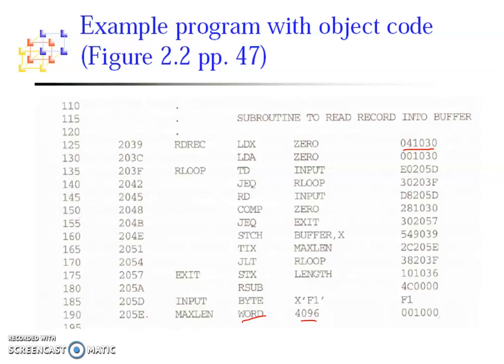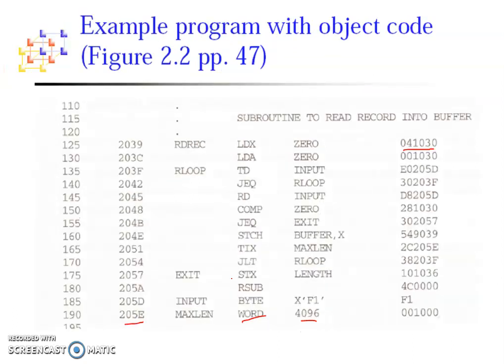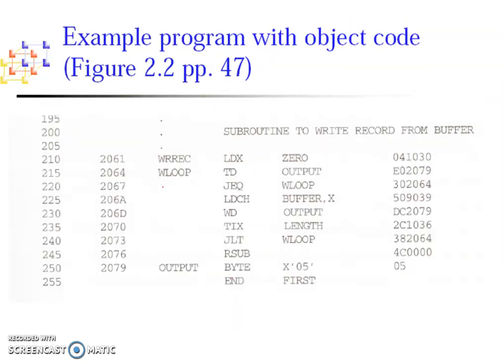So the next address after this will be adding this 4096 together with 205. What is the value you will be getting? That much address will be allocated for max length. You can check with this. 205B, after allocating that much addresses, you will be getting 2061.